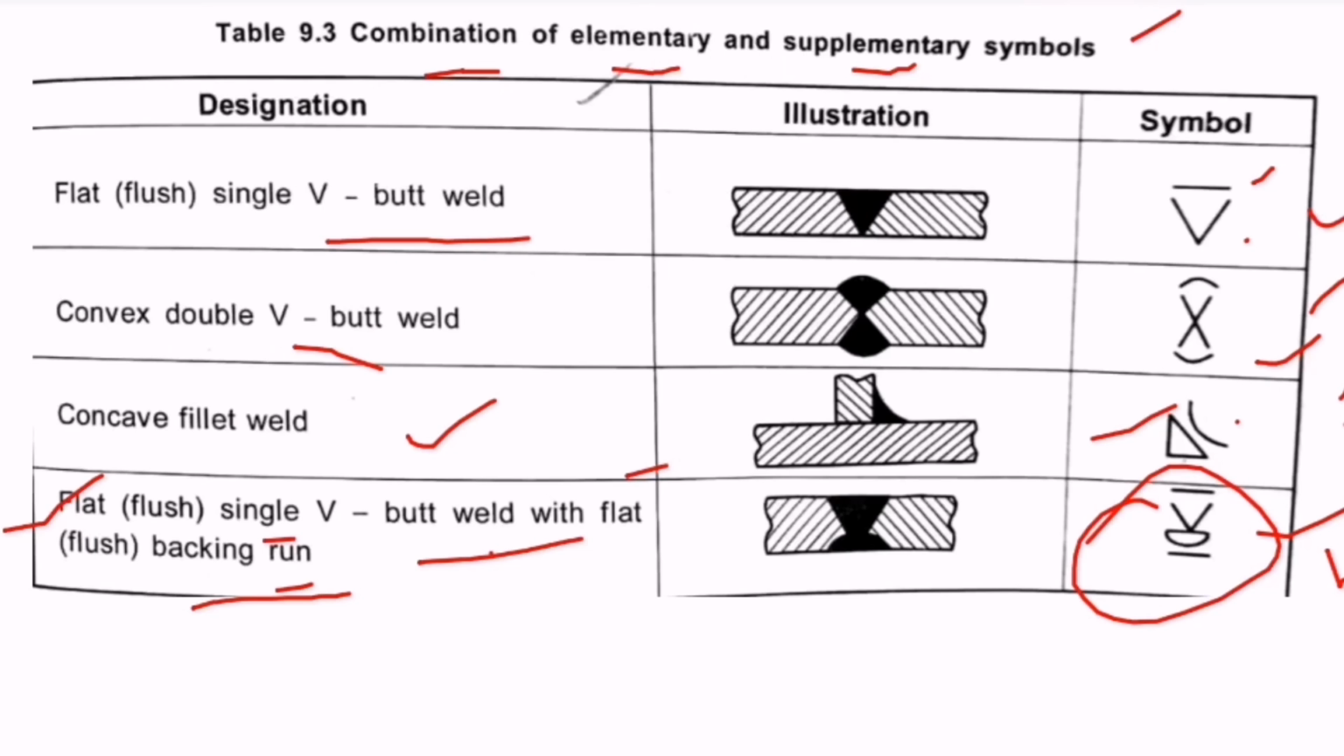So this is all about the different symbols used in welding. Mainly three types are there: elementary, supplementary, and elementary and supplementary combined. We have seen every welding symbol here. Very important from the exam point of view in production drawing as well as machine drawing for diploma mechanical engineering students as well as BTech mechanical engineering students.